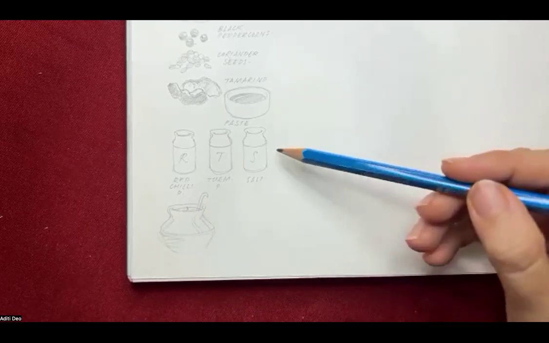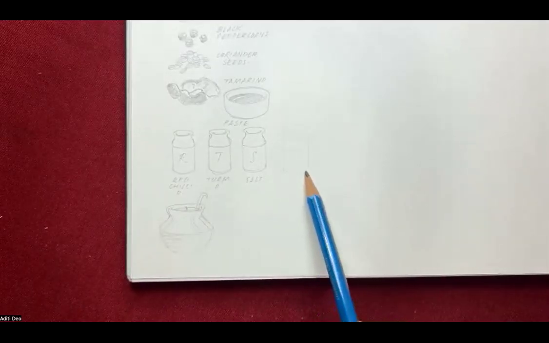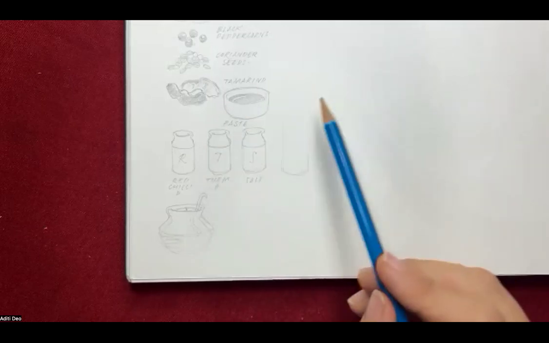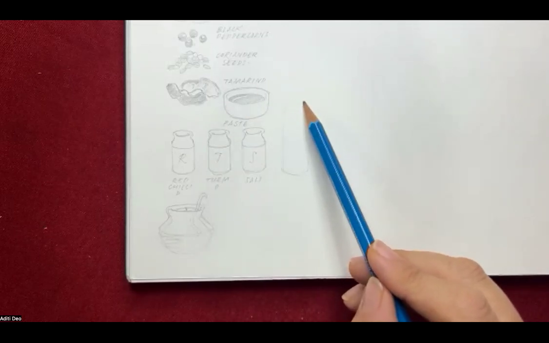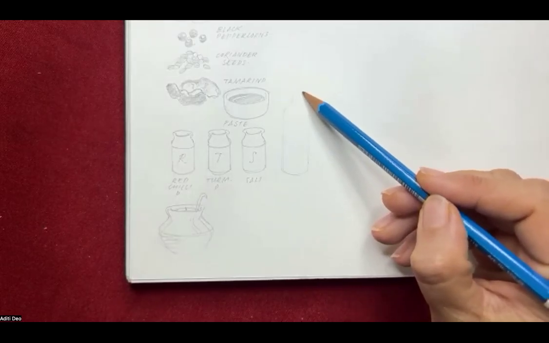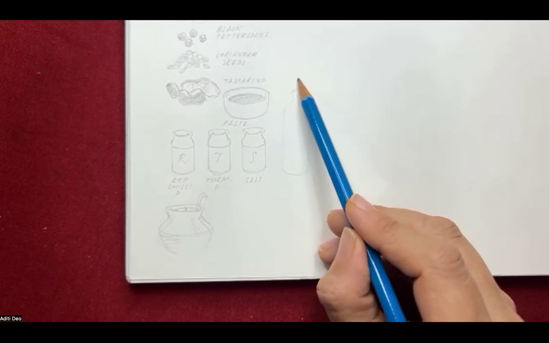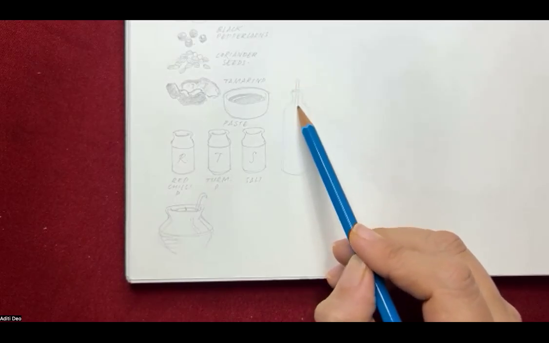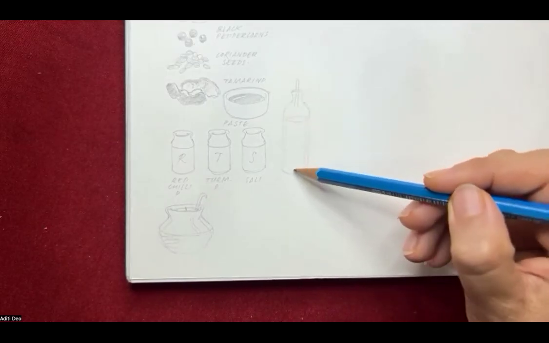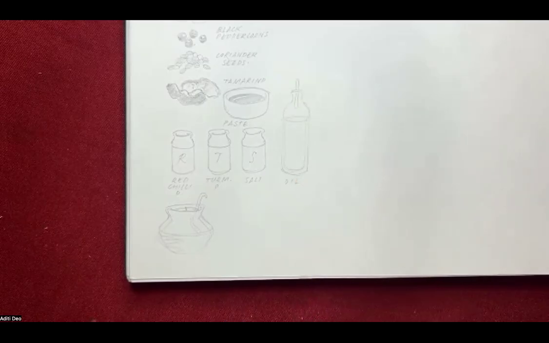If you have a bottle, it can be made the same way as we made the salt and turmeric, but you can make the parallel lines first, then round the tops and the bottoms. And if you want, you can also put a very nice oil dispenser like this and write oil.